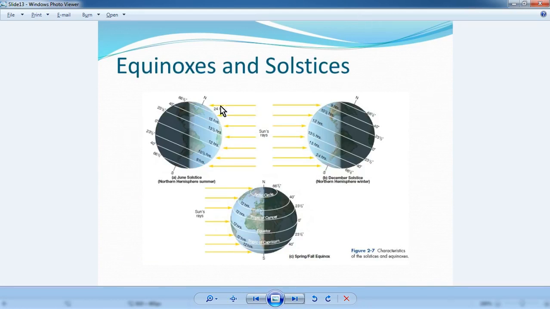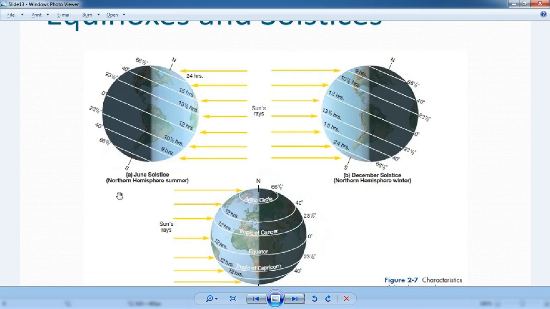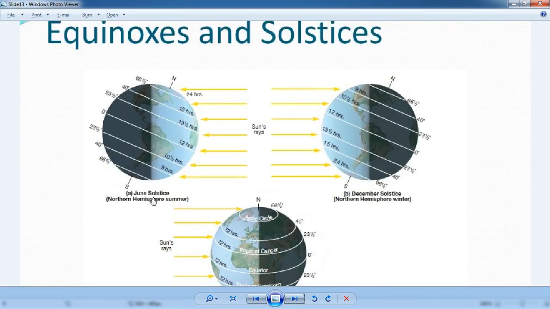Muna ni siya karon. June, summer solstice. Northern Hemisphere summer, tanawa. Sa North Pole, above 66 degrees, klaro ra ba? 66 degrees. 24 hours ang daylight. At around 40 degrees north, 15 hours ang daylight. That's in June. Okay? 23 and one half degrees sa Tropic of Cancer.